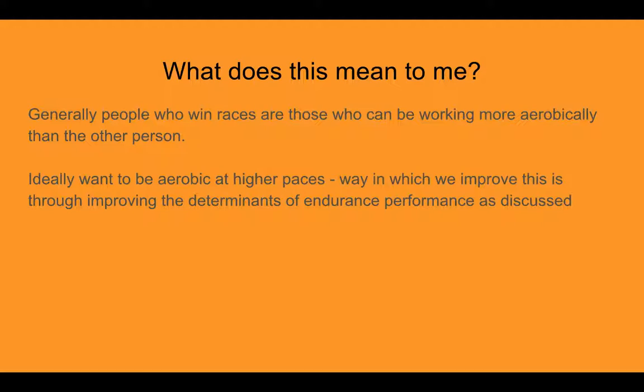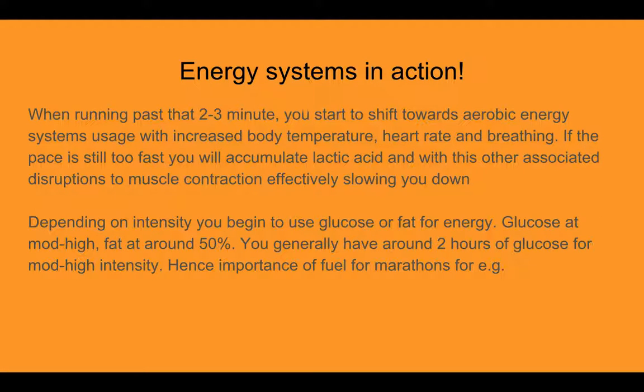So the way in which we improve this is through improving the determinants of endurance performance, as we discussed. So improving your lactic threshold, improving our muscles and our aerobic energy systems and how they work, and mitochondrial density, which is the running economy. So we want to be running for a long period of time, and we also want to be working for shorter periods of time but at a higher heart rate, and a good mix of things. And I'll show you examples of what training your aerobic system looks like.